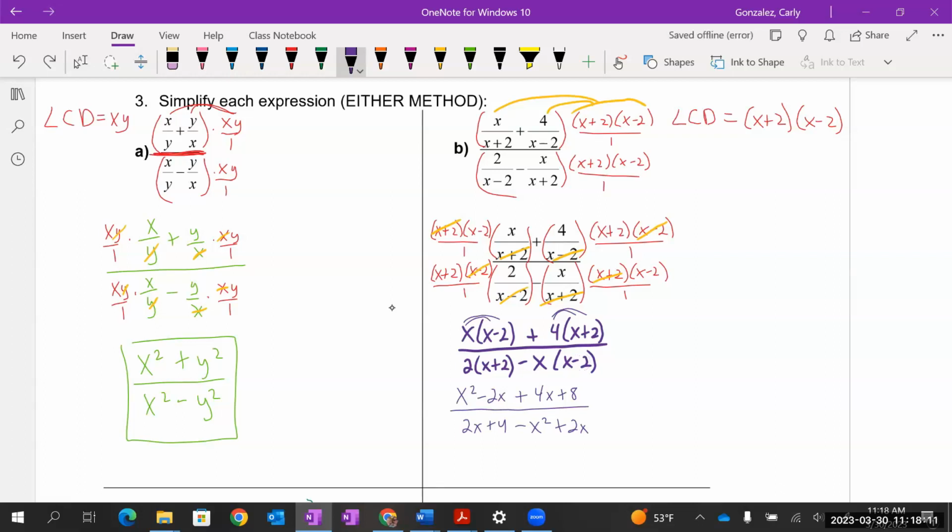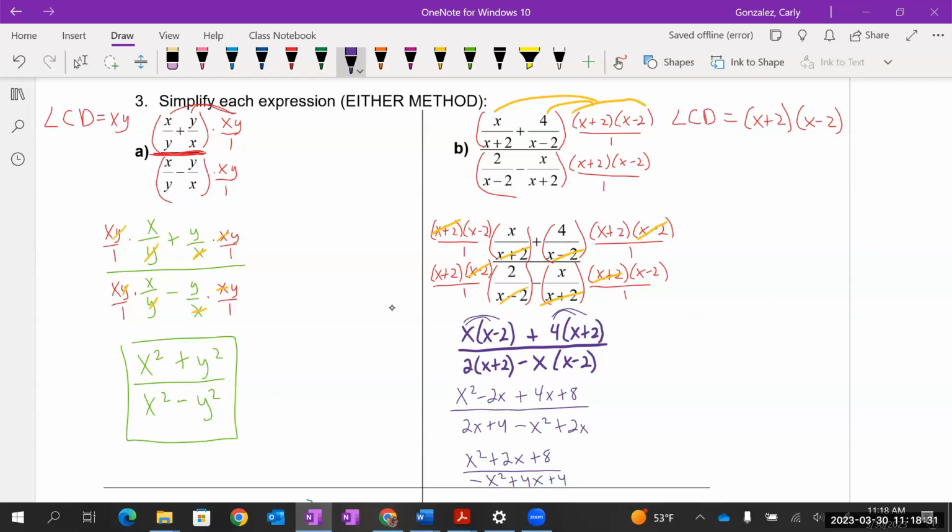All right, let's go ahead and combine like terms. On top, x squared plus 2x plus 8. In the denominator, negative x squared plus 4x plus 4.